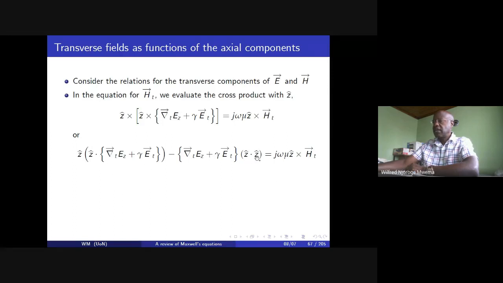And this just goes to unity, and in the end, we are just left with the following: the transverse gradient of the axial component of the electric field intensity, plus gamma multiplied by the transverse electric field component, is equal to minus j omega mu of z cap cross H of t. And this is an important relation to keep in mind.